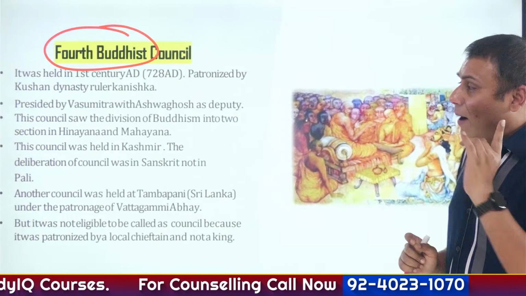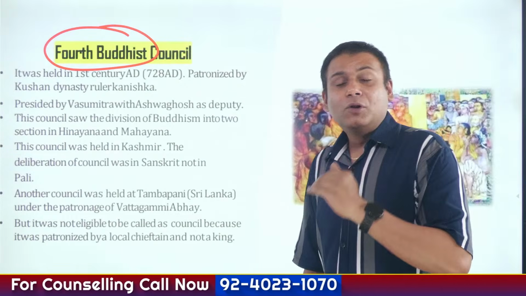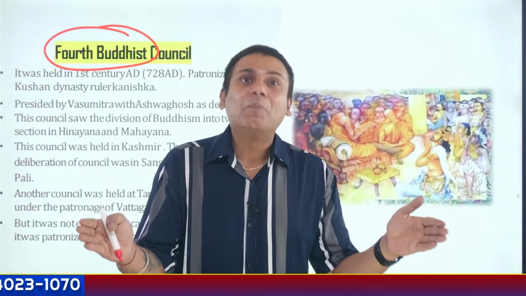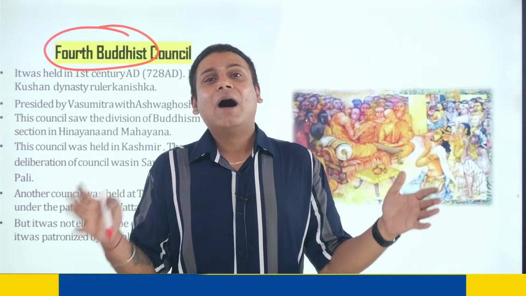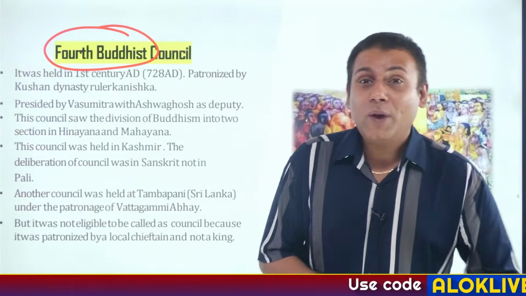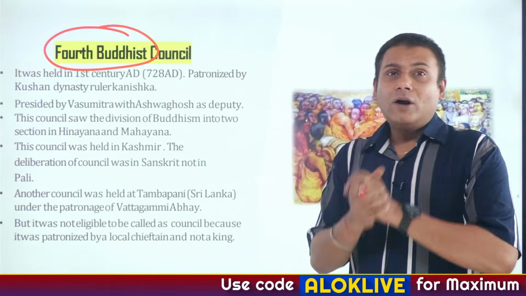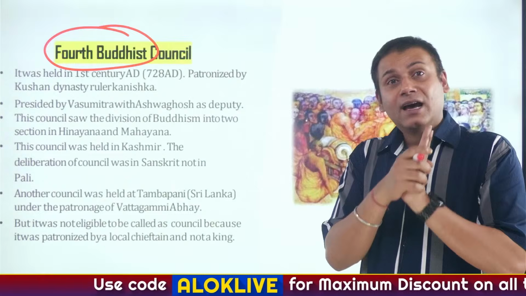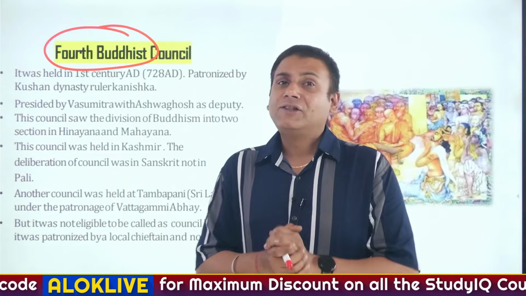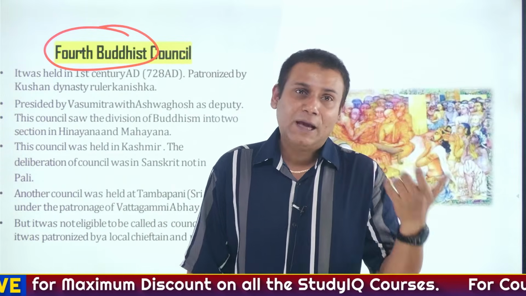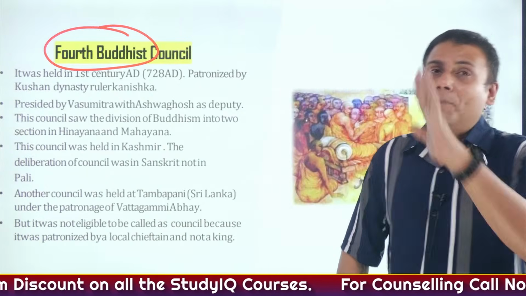Okay. Apart from this, in the fourth Buddhist council, you can observe the division of Buddhism into two parts, Hinayana and Mahayana. And in the previous session, we have seen precisely who were the followers of the Hinayana sect, who are the followers of the Mahayana sect, and what is the major difference between both of them. Okay. One more important aspect.